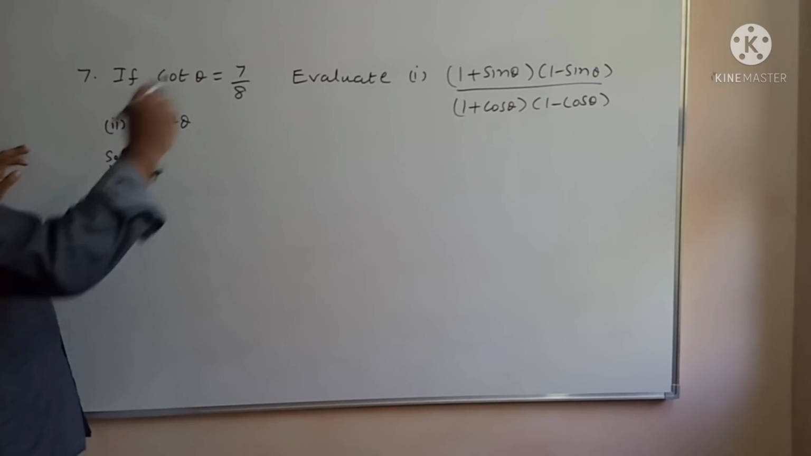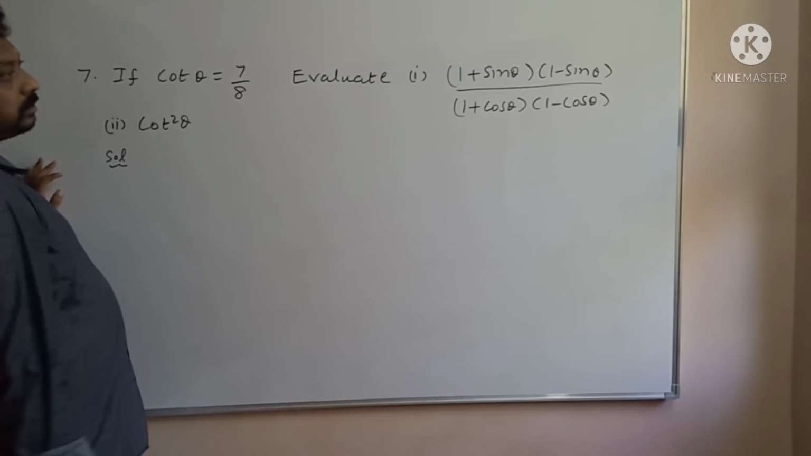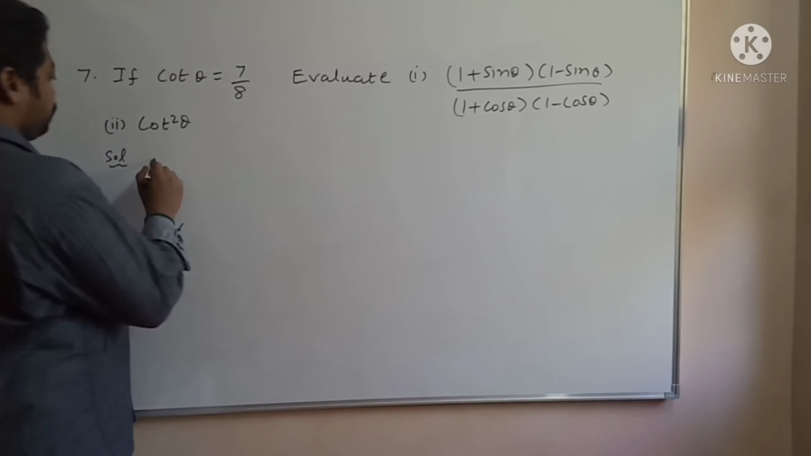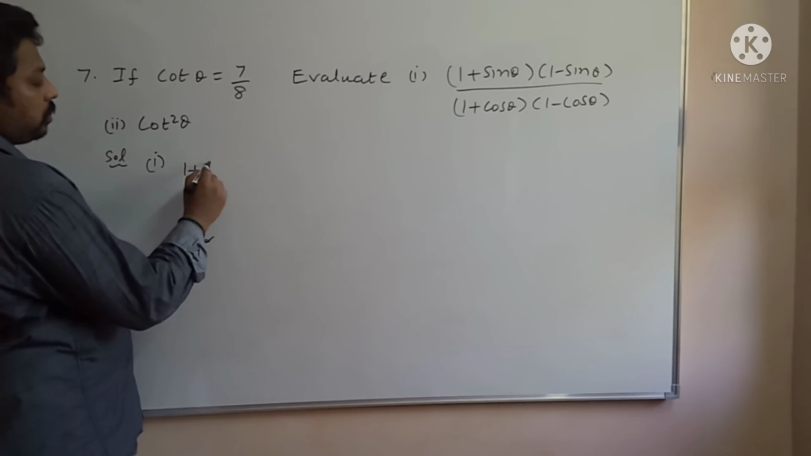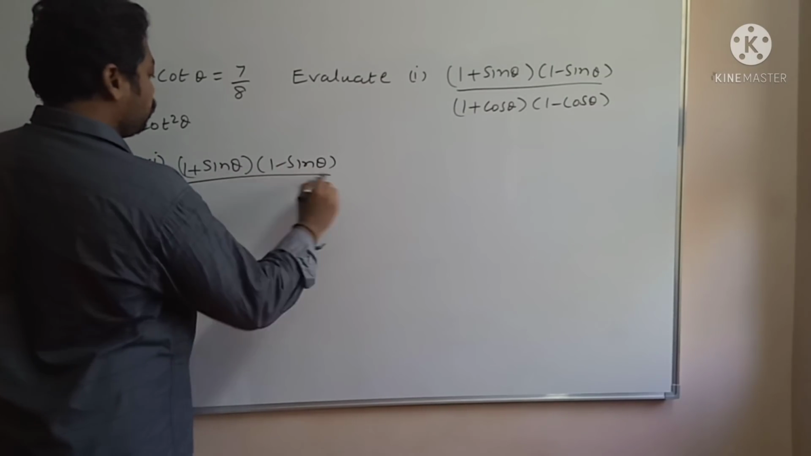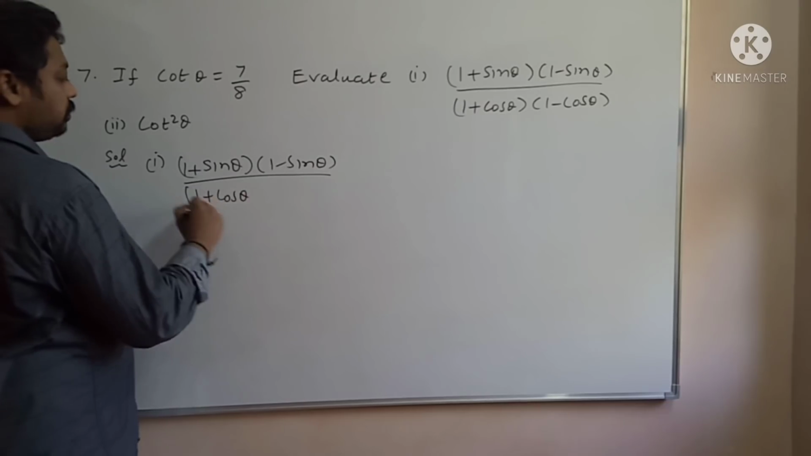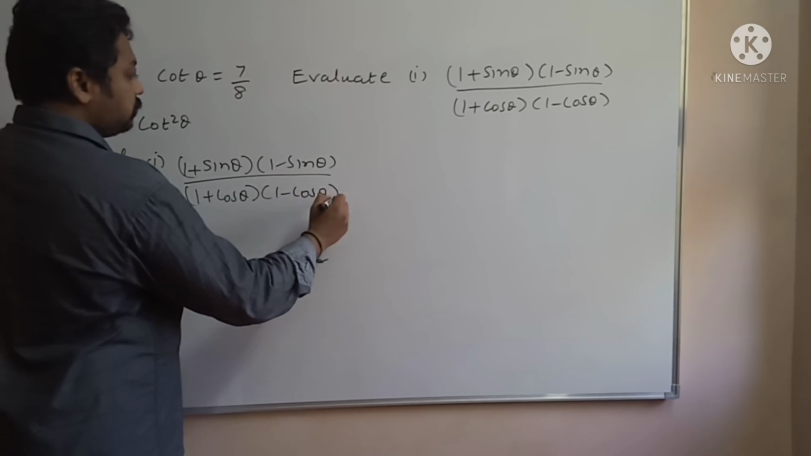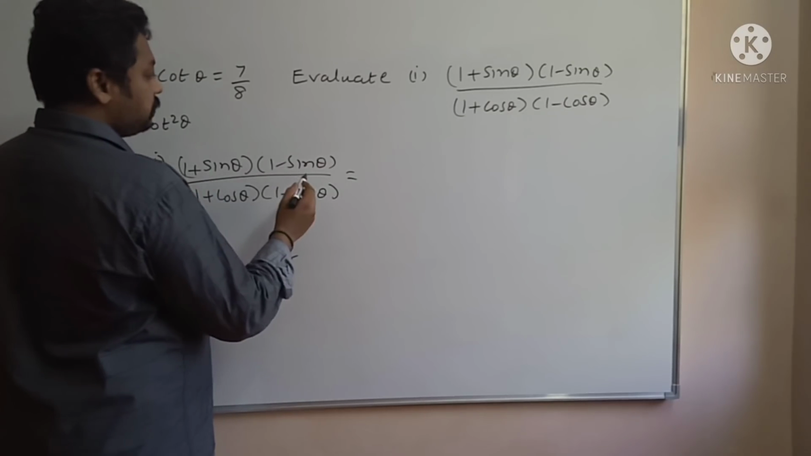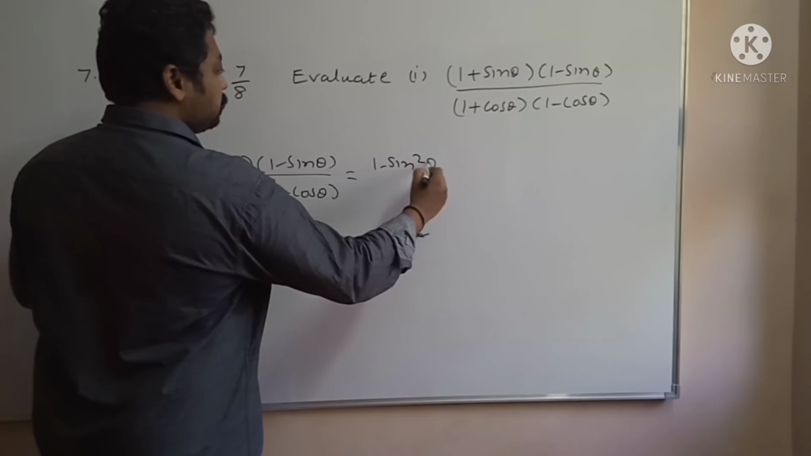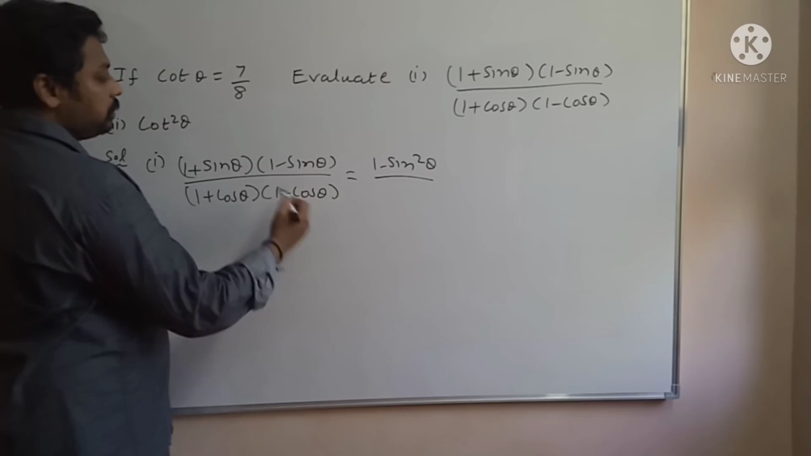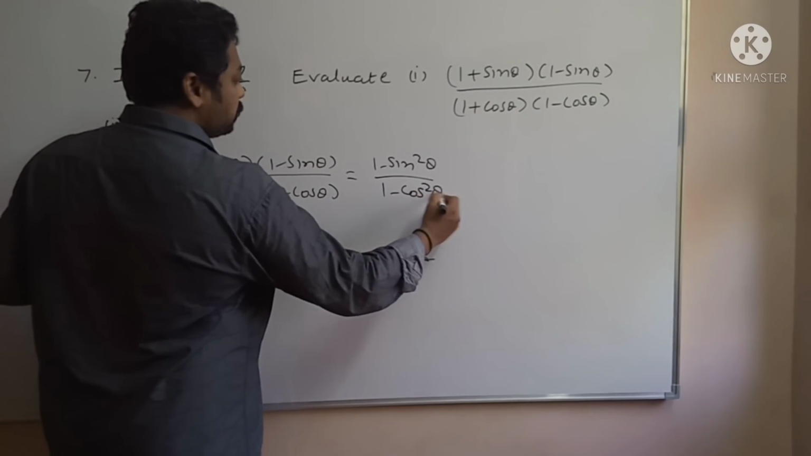Coming to the seventh question, if cot theta is equal to 7 by 8, evaluate Roman 1 and Roman 2 given. So first we do the Roman 1. So 1 plus sin theta into 1 minus sin theta divided by 1 plus cos theta into 1 minus cos theta. Fine. So we know the formula. What is 1 plus sin theta into 1 minus sin theta? 1 minus sin square theta. So a plus b into a minus b, right? Same way 1 plus cos theta into 1 minus cos theta is 1 minus cos square theta.